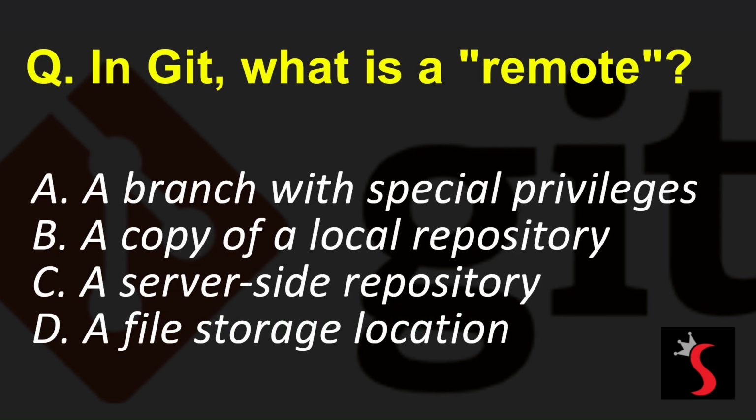In Git, what is a remote? A. A branch with special privileges. B. A copy of a local repository. C. A server-side repository. D. A file storage location.